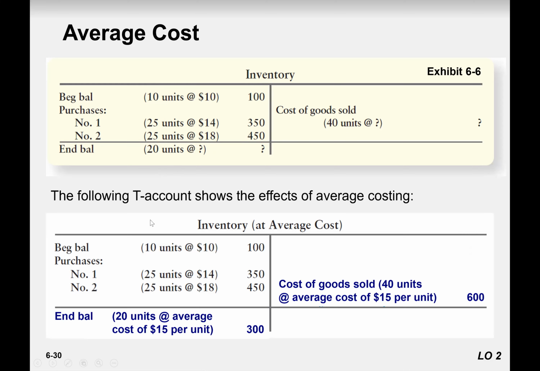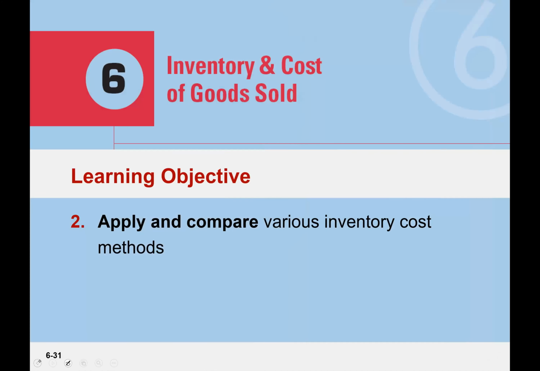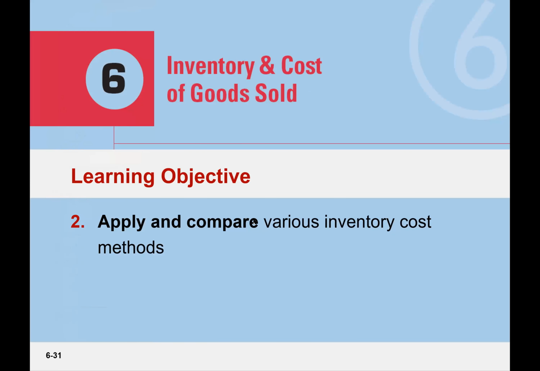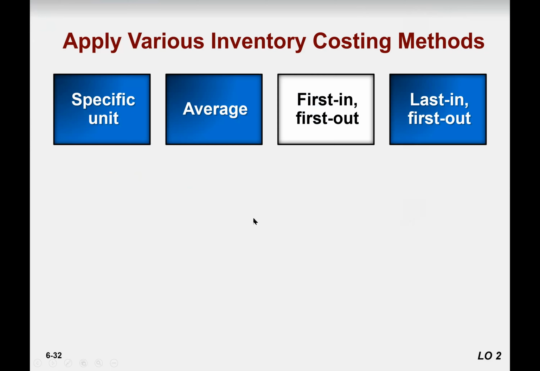So here we go. This is the inventory T account, and those would be the figures here. So our inventory on hand would be 300. Very easy, right? And now let's talk about the first in, first out method.